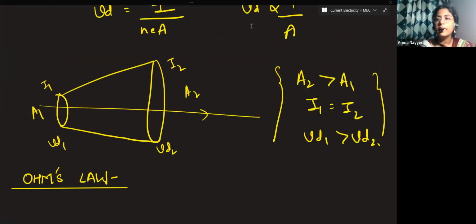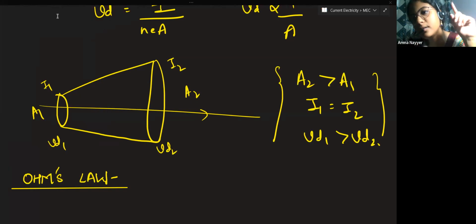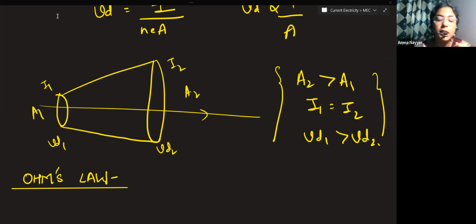See, Ohm's law says what? Ohm's law is also a very easy law. This just says that if the temperature and pressure of a conductor remain the same, then all of your voltage in the circuit connected to the cell will be directly proportional to the current flowing. This is simply the statement of Ohm's law. First point is what? Temperature and pressure should remain constant.